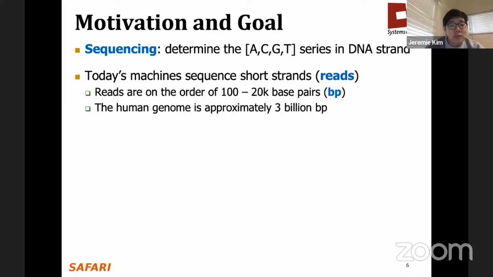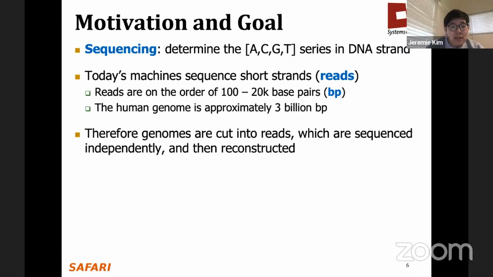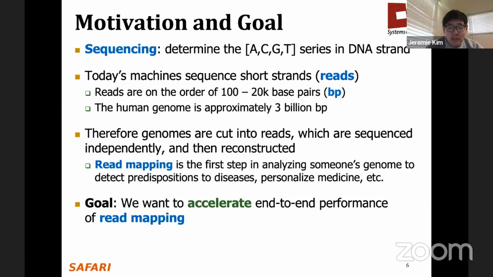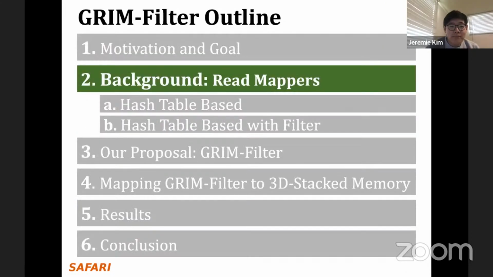And the human genome is approximately 3 billion base pairs. Therefore, the genomes must be cut into reads, which are sequenced independently and then reconstructed. So read mapping is the first step in analyzing someone's genome to detect predispositions to diseases, personalized medicine, and of course, popularly now, to identify different COVID variants. So the goal here is to accelerate end-to-end performance of read mapping.